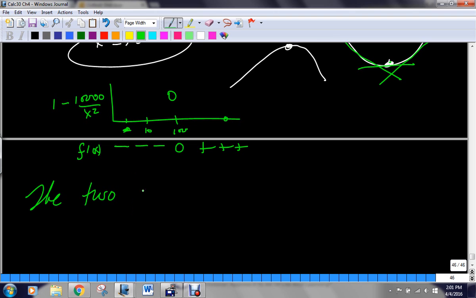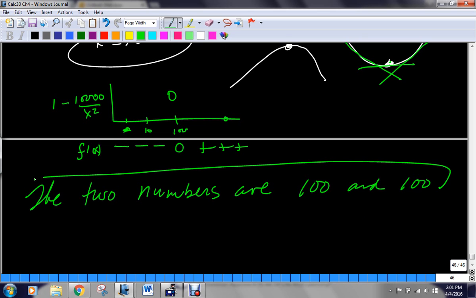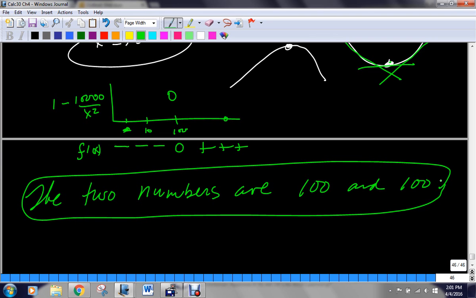So the two numbers are 100 and 100. Now, they're the same. Yes, I know. So does it seem a little silly to say the two numbers are 100 and 100? Well, I guess it's saying two positive numbers, and yes, they are the same number. That's okay. They don't have to be different. They can be the same.